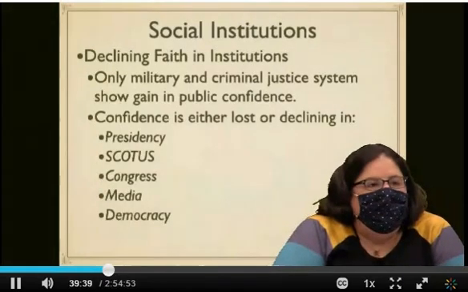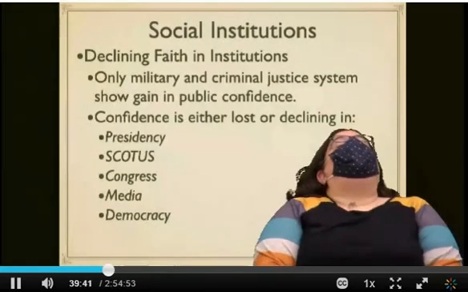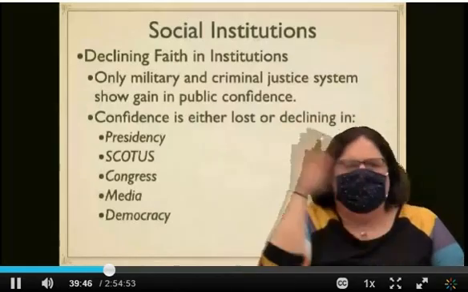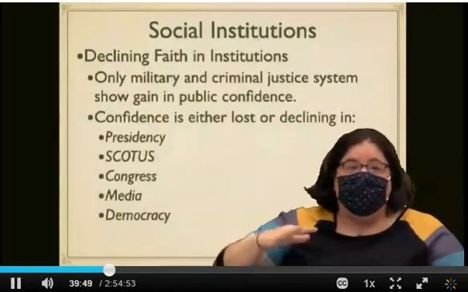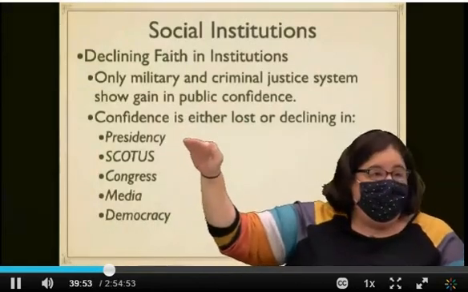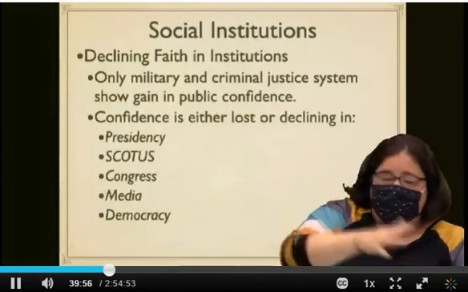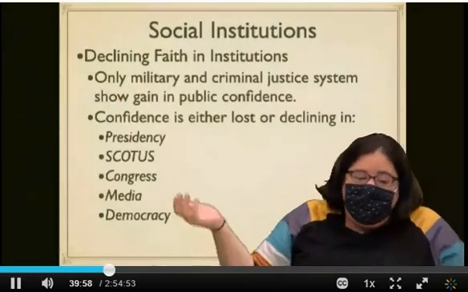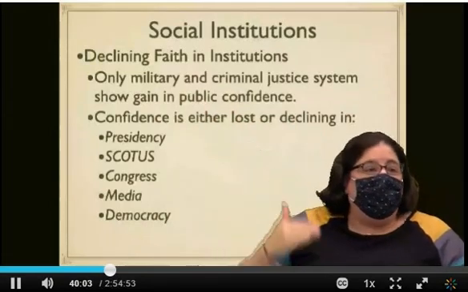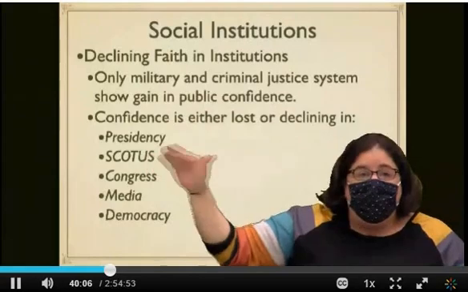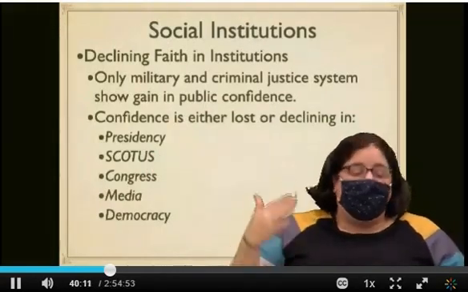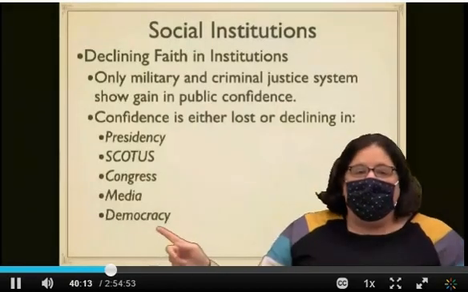Right. Well, and to be fair, regardless of who the president is, Democrat or Republican or whatever, people report being distrustful of anyone in that role. And again, since the 70s, decreasing, maybe we can blame Nixon, I'm just kidding. But either way, people are less confident in the role of the presidency, in the Supreme Court, in Congress, in the media, and in democracy as a whole. In fact, we'll come back to that one in a few minutes.